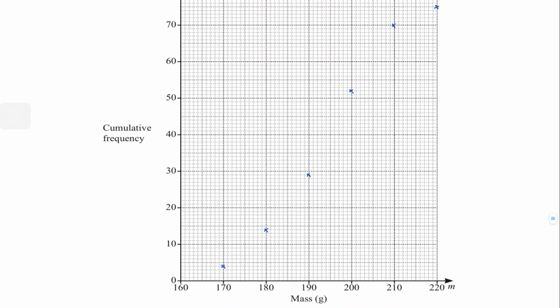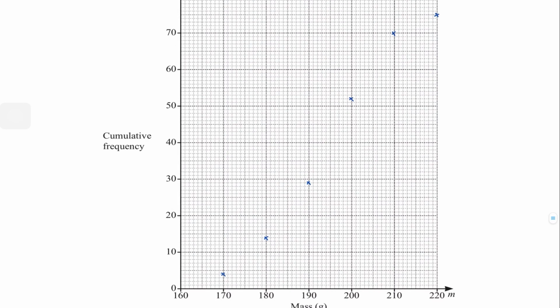Now once you have marked all the points, remember to join them with the help of a smooth curve. So I'm going to do just that. So there you go.